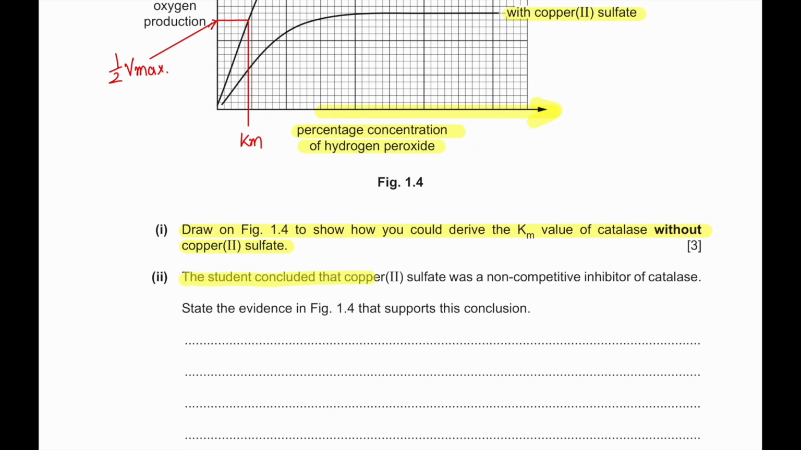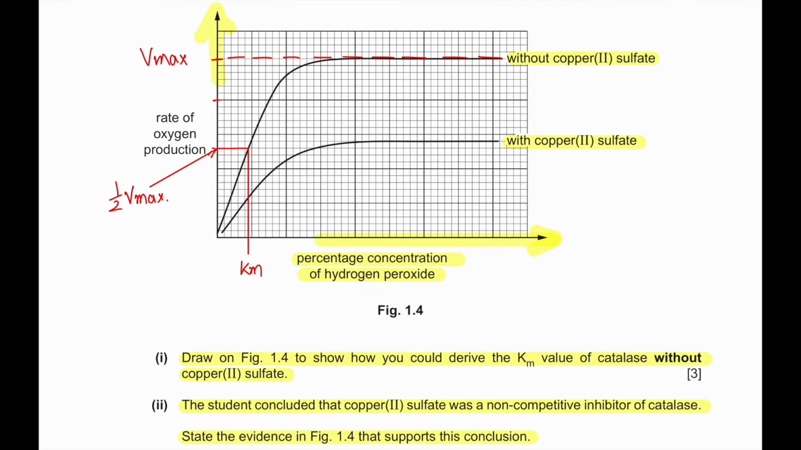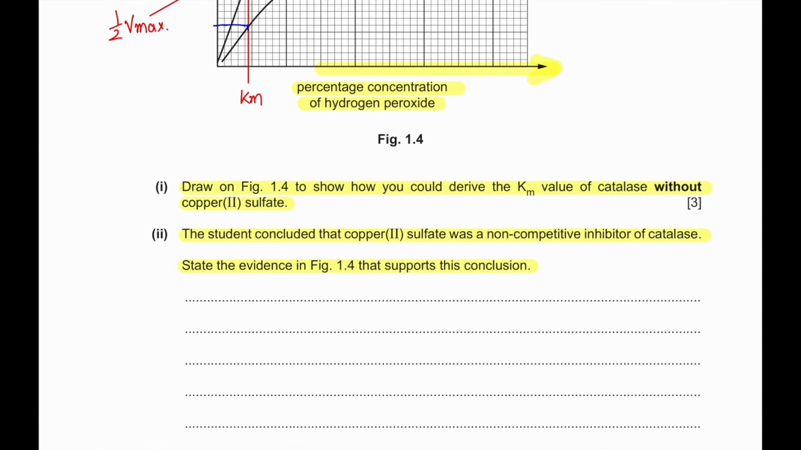Now the student concluded that copper 2 sulfate was a non-competitive inhibitor of catalase. State the evidence in figure 1.4 that supports this conclusion. If we use this as our Vmax with the inhibitor present, then half of this is 1.4, sorry, my bad, half of this is 0.6. So at 0.6 we can see that the Km is the same value.